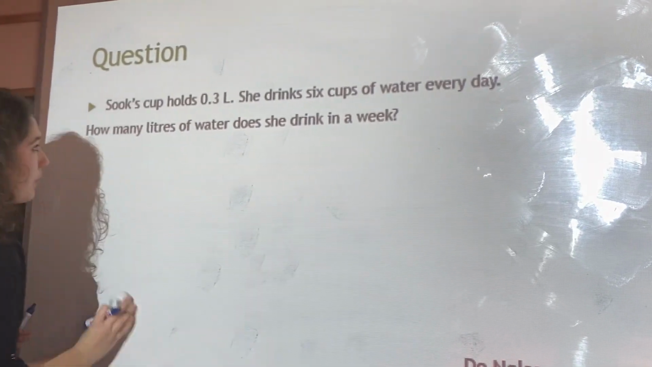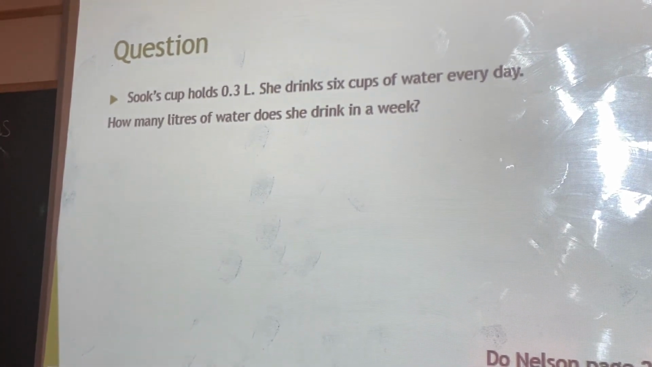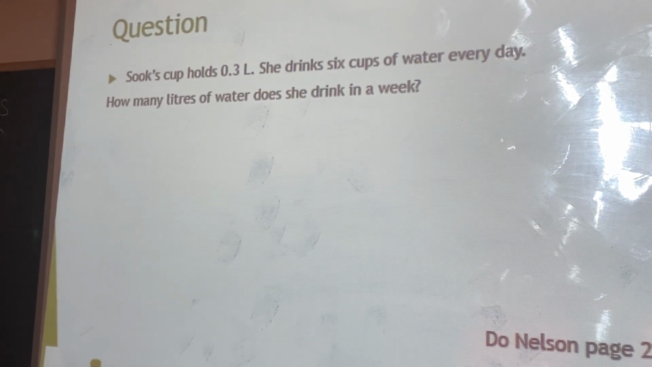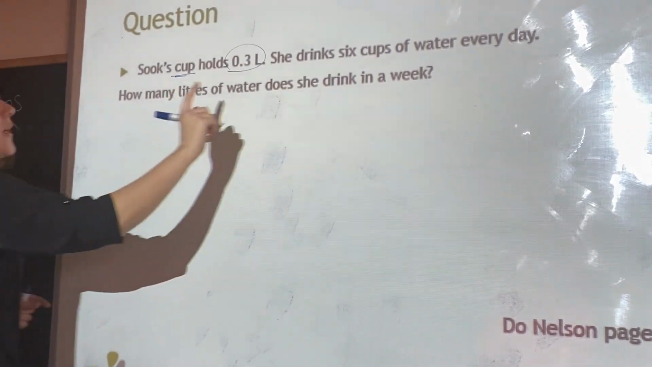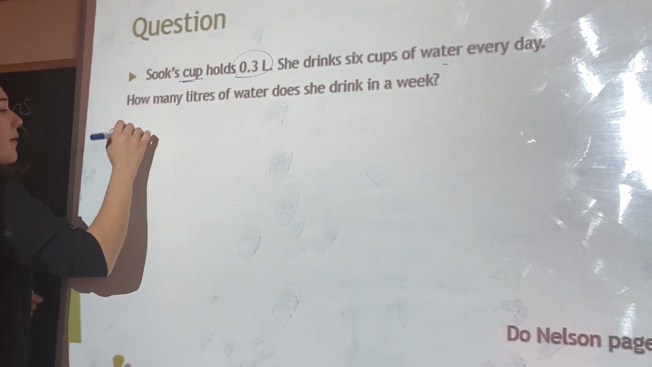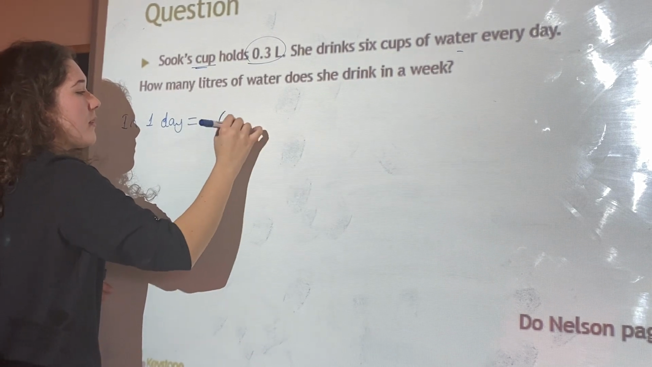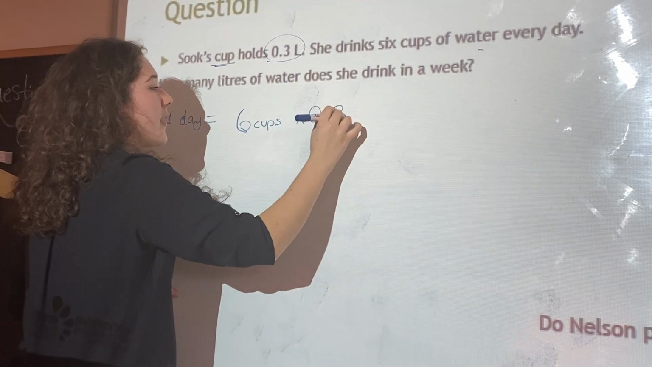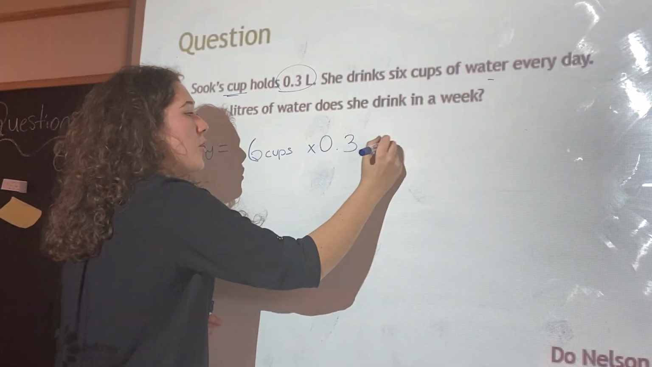Let's take a look at a word problem. Sue's cup holds 0.3 liter. She drinks 6 cups of water every day. How many liters of water does she drink in a week? First of all, her 1 cup holds 0.3, but in one day she is drinking 6 cups. So in one day she is drinking 6 cups and each cup holds 0.3. So to find the total for one day, I need to multiply 6 and 0.3.